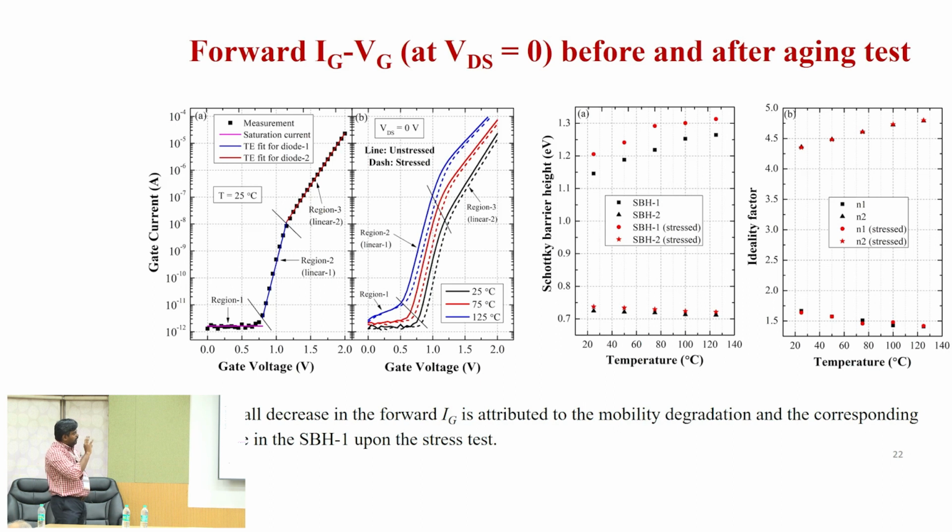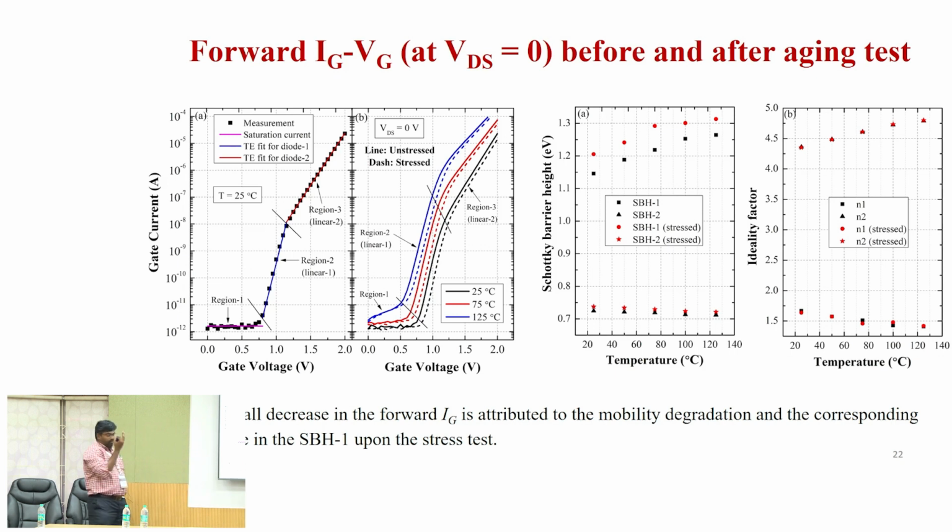Then initially we thought of analyzing the gate Schottky diode properties. So IG-VG characteristics are done at VDS equal to 0. So we are analyzing the gate current characteristics at VDS equal to 0, simply analyzing the gate Schottky contact. Here, from the forward IV, there is a negligible current up to 0.6 V. The current is constant, so the only possible way is reverse saturation current, and there are two linear regions.